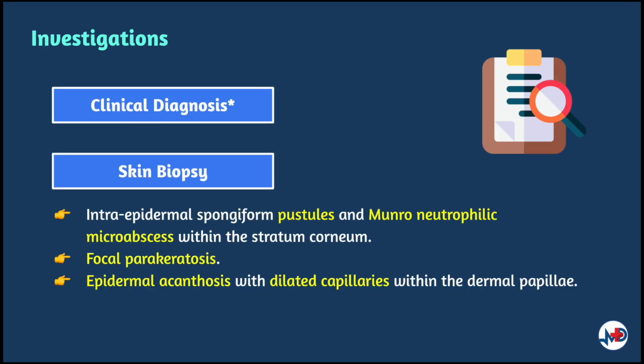The diagnosis of psoriasis is made clinically. There is often no need to order any investigations. However, a skin biopsy can be ordered when the diagnosis is in doubt. But do remember that a biopsy does not always show classic pathological features. Usually in psoriasis, you would expect intraepidermal spongiform pustules and Munro neutrophilic microabscesses within the stratum corneum. In addition to that, you may also see focal parakeratosis and epidermal acanthosis with dilated capillaries within dermal papillae.